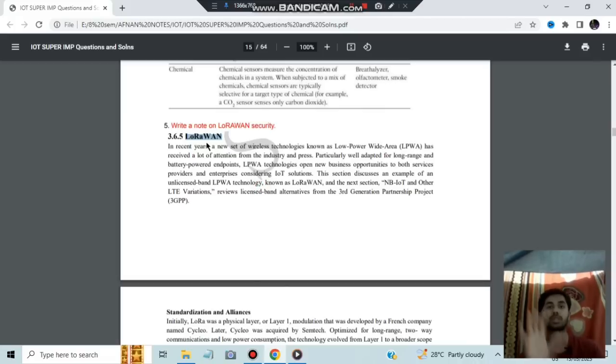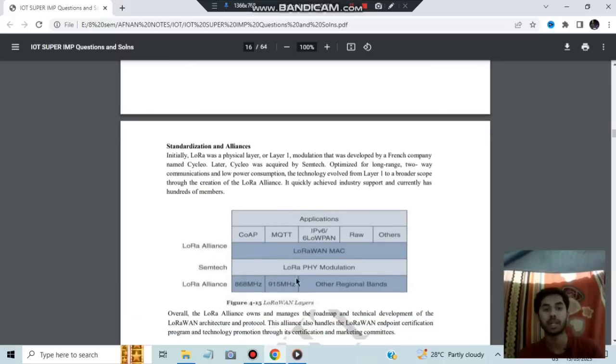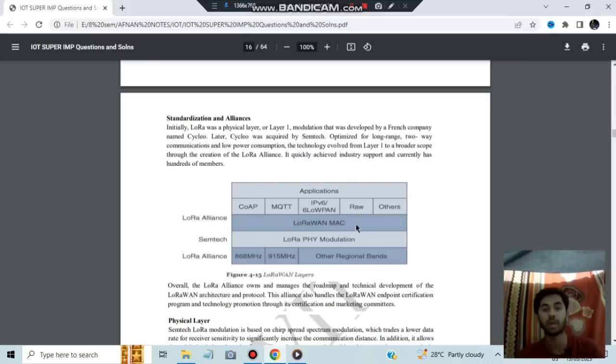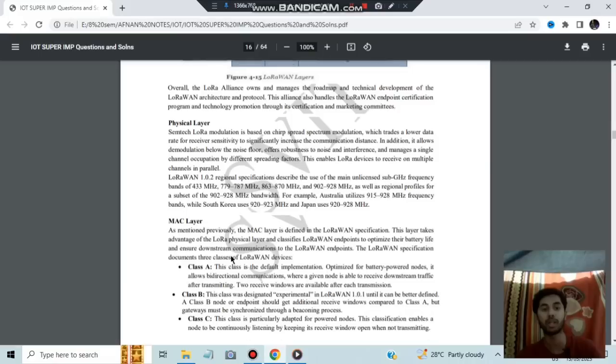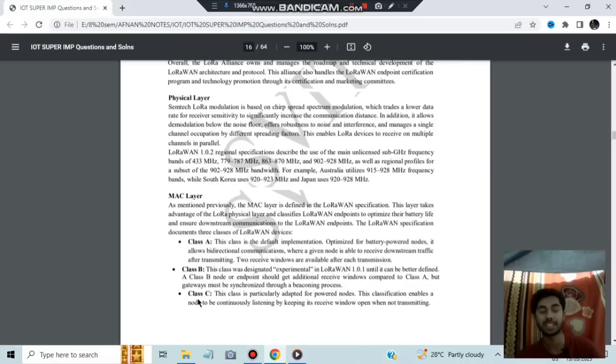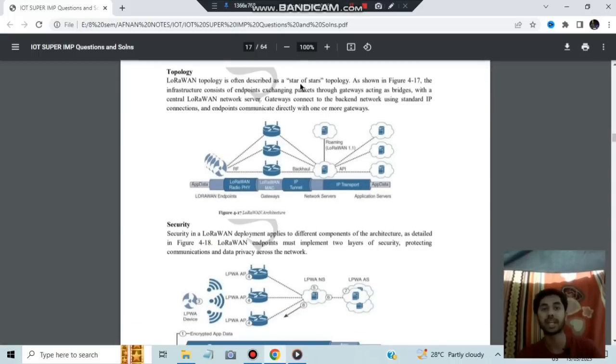The same things you have to write here, the five things which I mentioned before. The standardization and alliances is the first thing. Here we'll have alliances such as LoRaWAN, MAC, and physical modulation. What are the different alliances and standardizations happening here? It was developed by a French company named Cycleo. Coming to the physical layer, we have different kinds of MHz or GHz; what are the different spectrums it's operating upon? In the MAC layer, we have three different classes for the different types of data transmission. And the topology uses a star of stars topology, which is depicted in the diagram here.